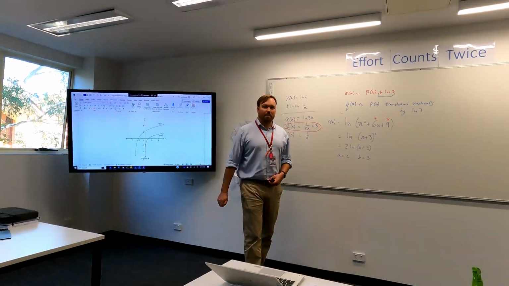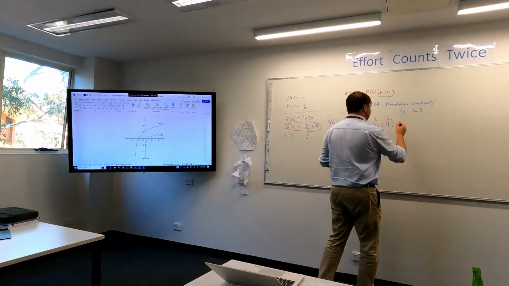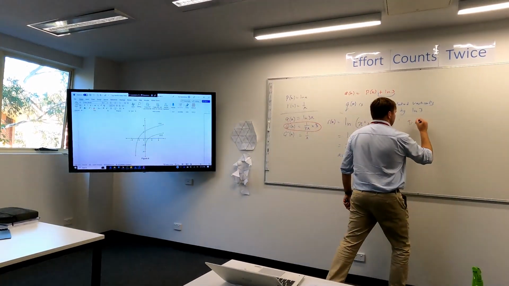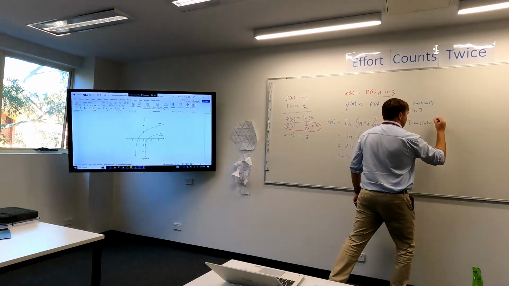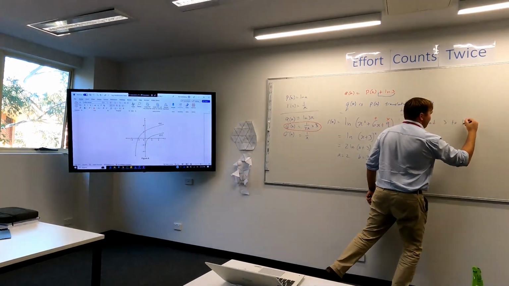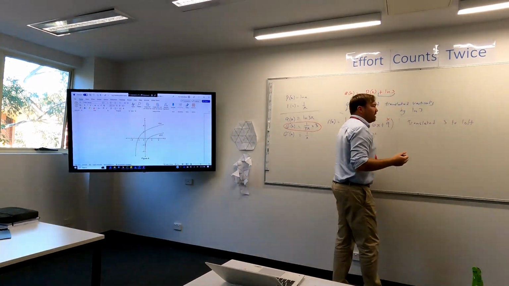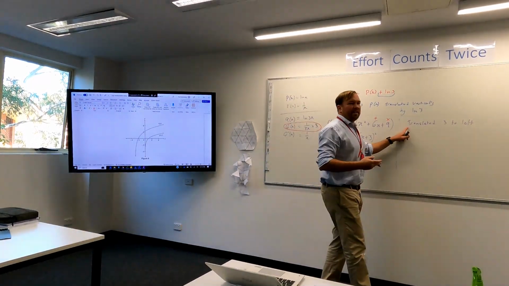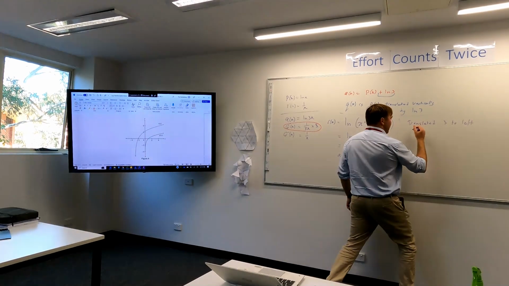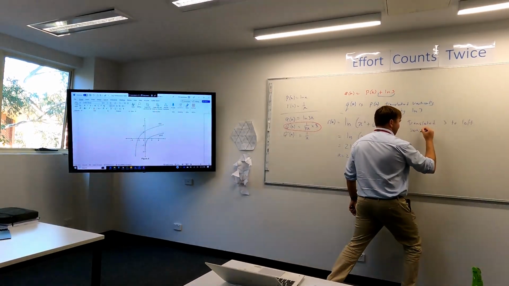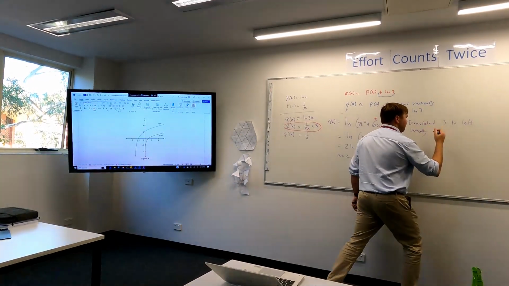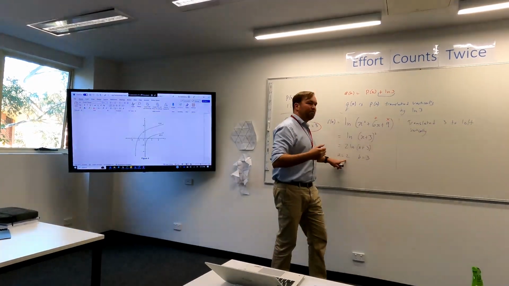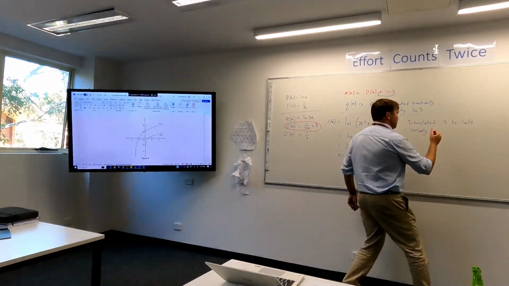Sorry, what was the sentence? Oh, sorry, the sentence is translated 3 to the left, or you could say translated horizontally by -3, something to that effect. Then vertically dilated by a factor of 2, or vertically stretched by a factor of 2.